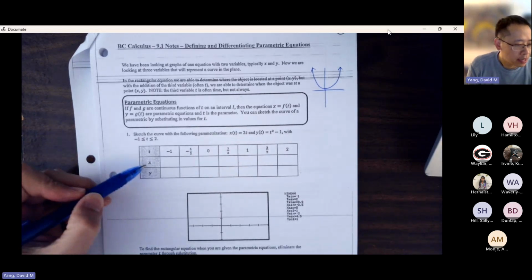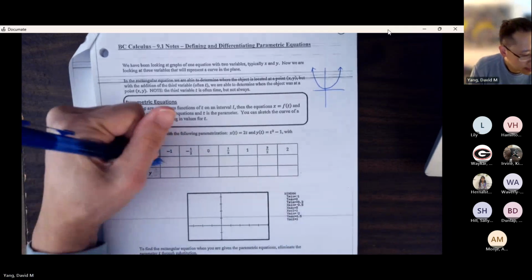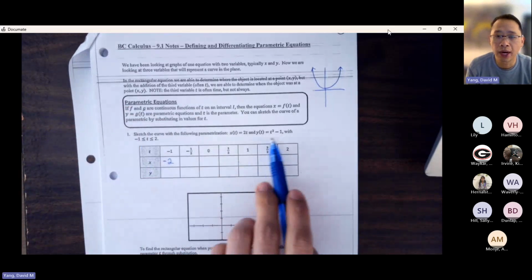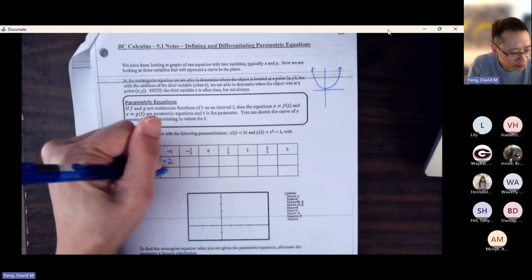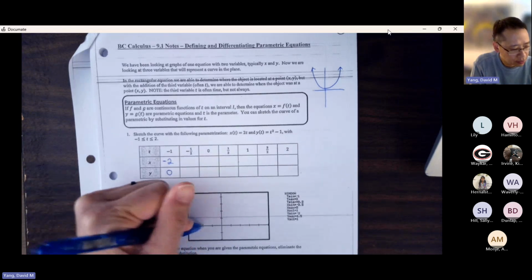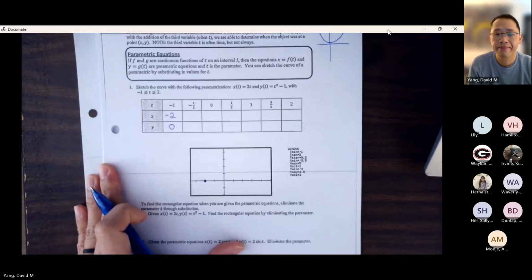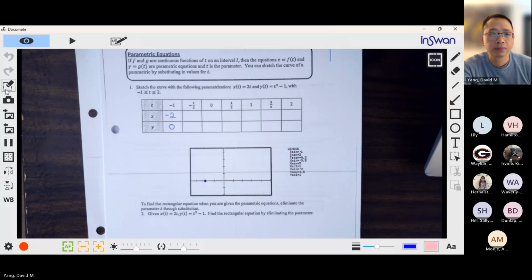So let's start. If I plug -1 in for t, 2 times -1 is -2. If I plug -1 into the y equation, I'll get -1 squared, which is 1. 1 minus 1 is 0. So my first ordered pair when t equals -1 is -2, 0. So on my graph here, -2, 0.